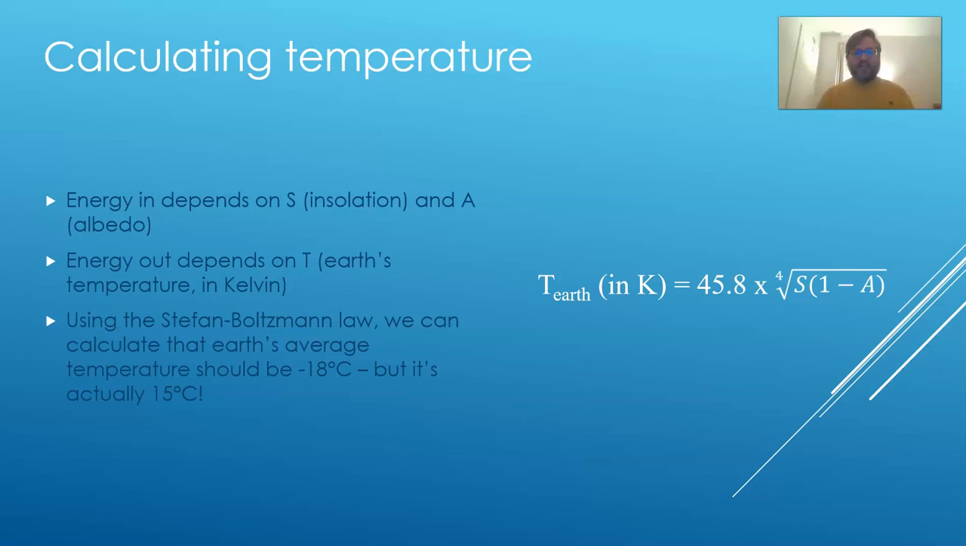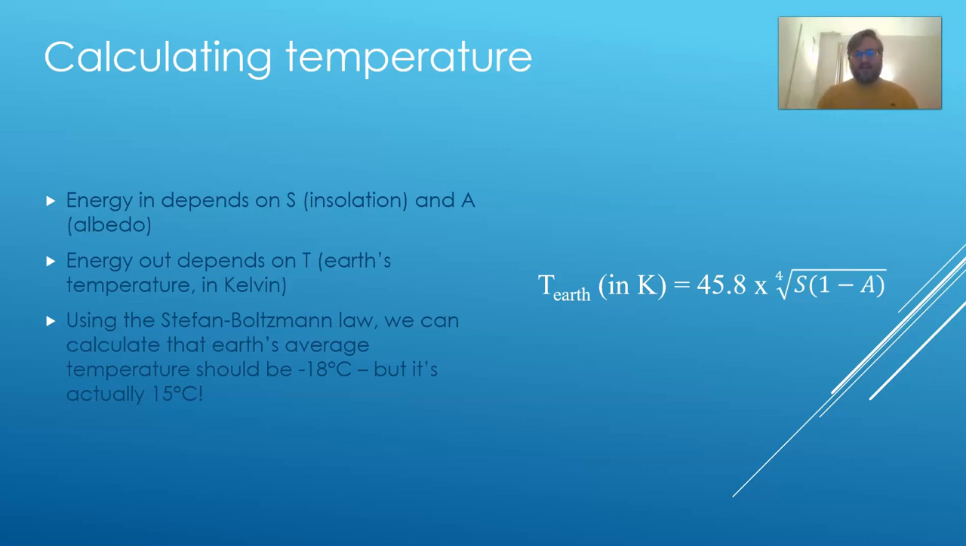So the energy that's coming into the Earth, or the energy the Earth is absorbing, is a function of the insolation, which is represented by S in this equation, right? So the amount of sun energy that we're receiving, and A for albedo. So what percentage of that energy is the Earth actually going to absorb versus just reflecting away? So that's the energy that we're getting in. And then our energy going out depends on the temperature.